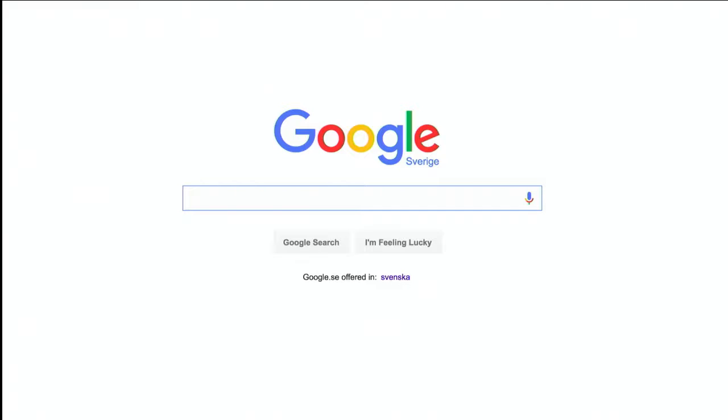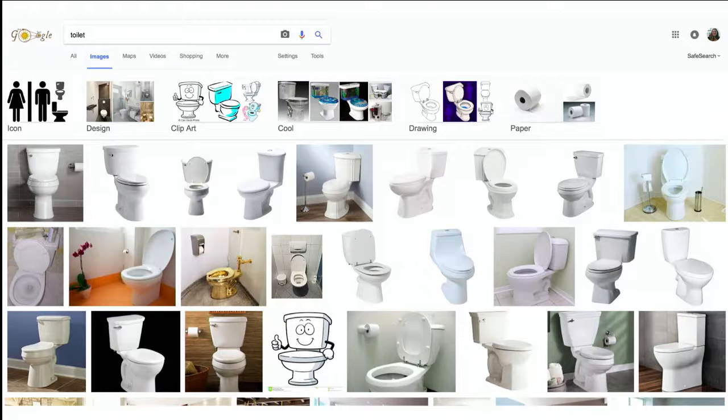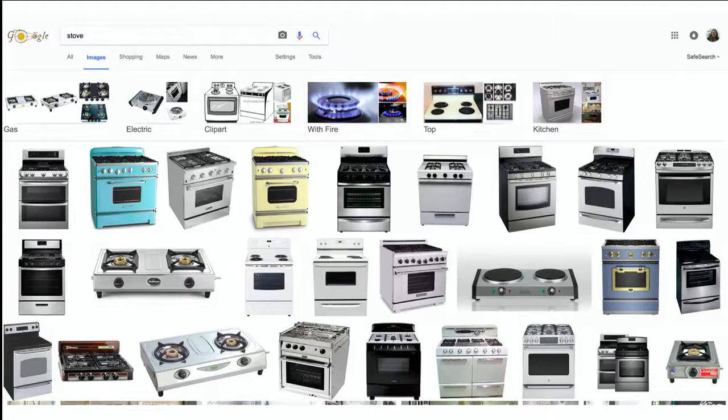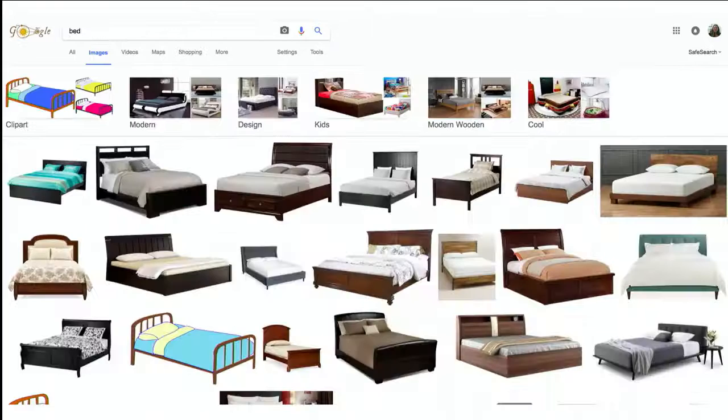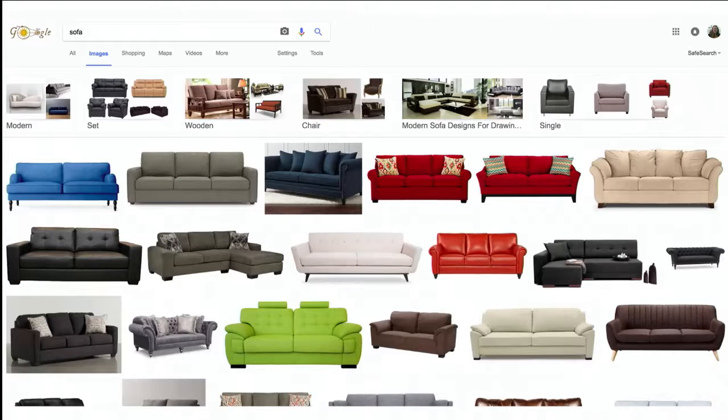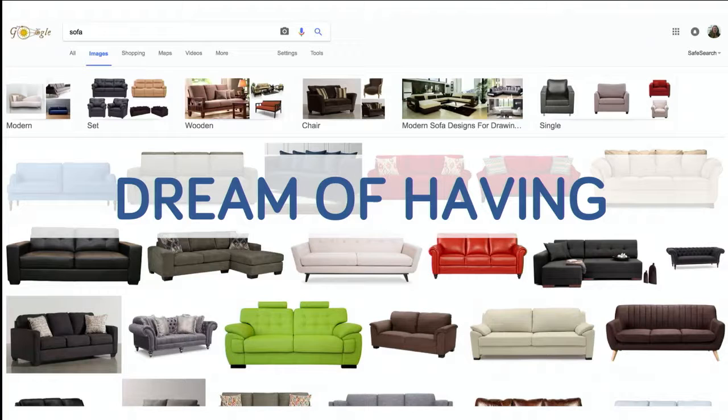We do have Google, so what's the problem? So if we go to Google and search for toilet, we will find these toilets. We search for stove, we will find these stoves, bed, sofa. I mean, this might be how people really live, because we Googled it, and there it is, and you have a lot of the same. Most likely it's the truth, right? But it's not. This is what people are actually aspiring to get in the top end of the income distribution.